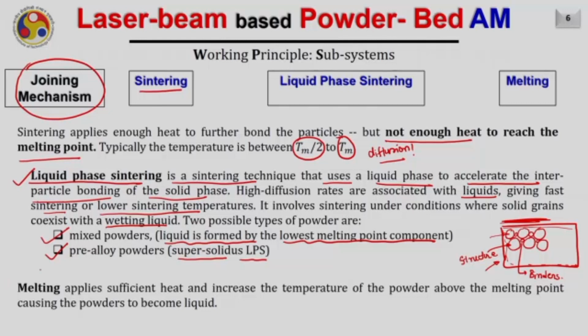Next, another layer joining mechanism is melting. The melting applies sufficient heat and increases the temperature of the powder particle above the melting point. And as the temperature is now above the melting point, it causes the particles to completely melt. And when the particles melt, they form a bridge between the adjacent melted particles, and hence the entire zone gets solidified, and we usually produce a 100% dense part by this process if it is successful.